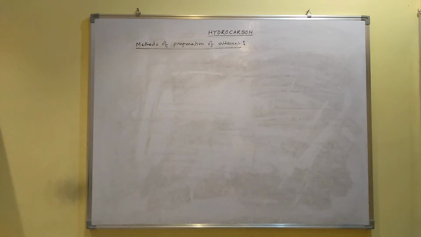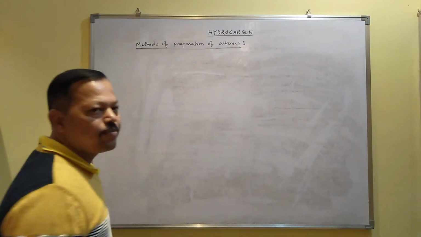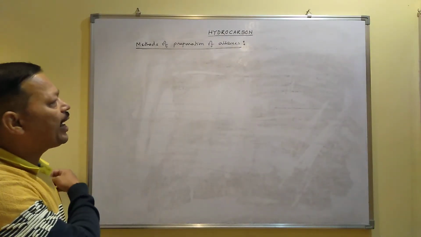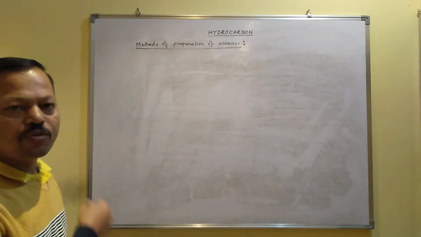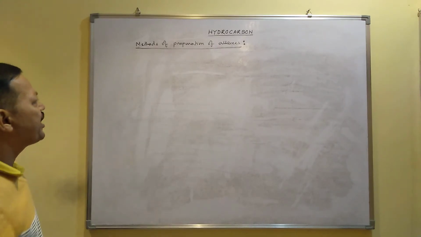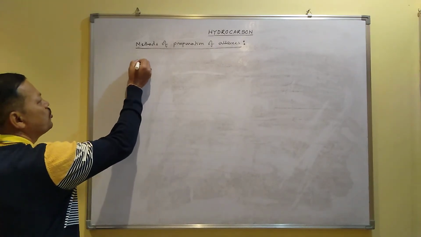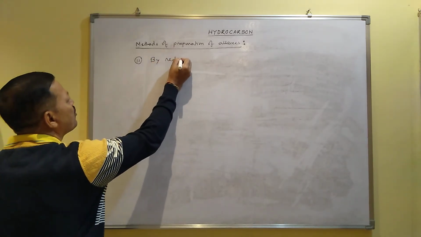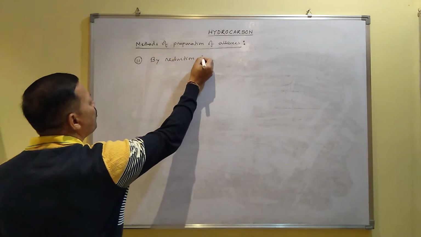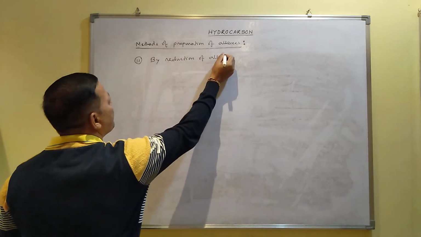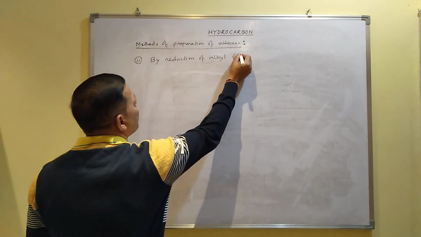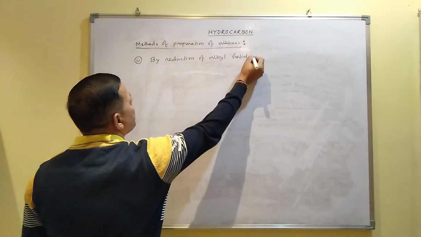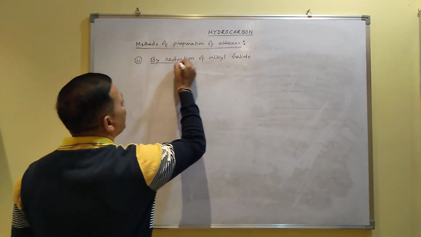So students, we are doing the methods of preparation of alkanes. Already you have got one method. You can prepare the alkanes from sodium salt of carboxylic acid, and another method, that is number 2, by reduction of alkyl halide. By reduction of alkyl halide.